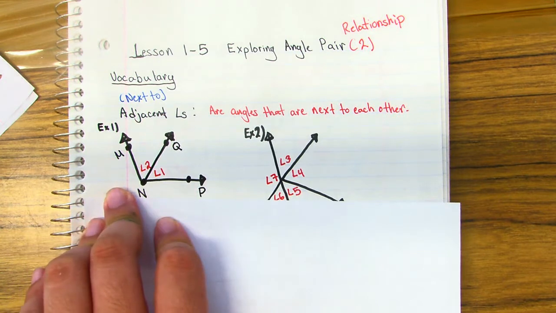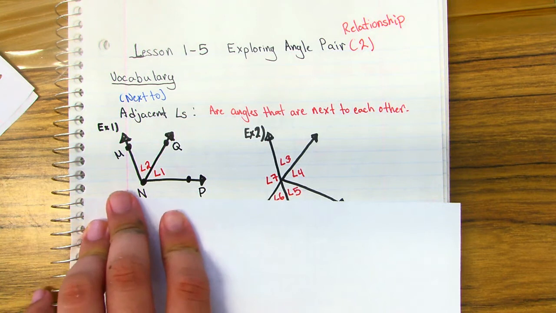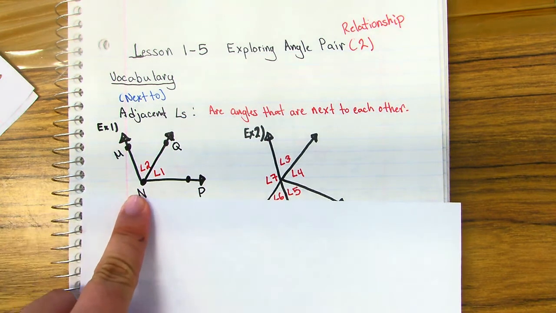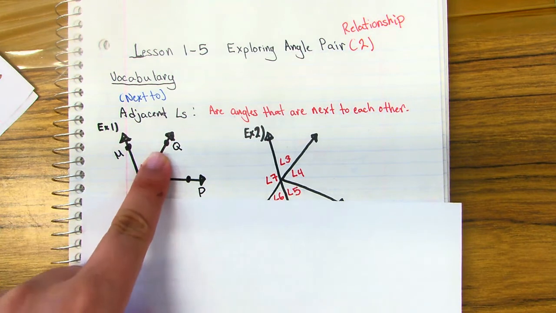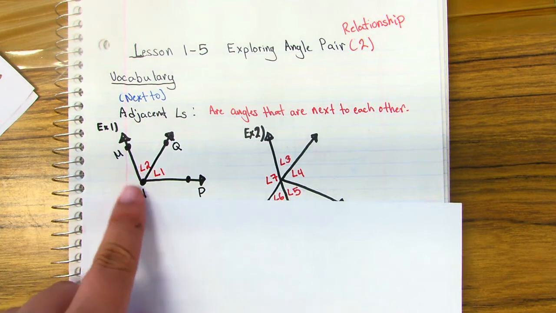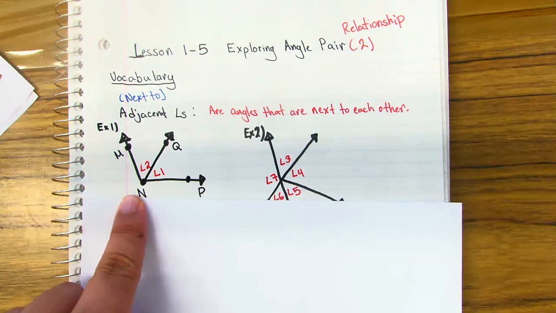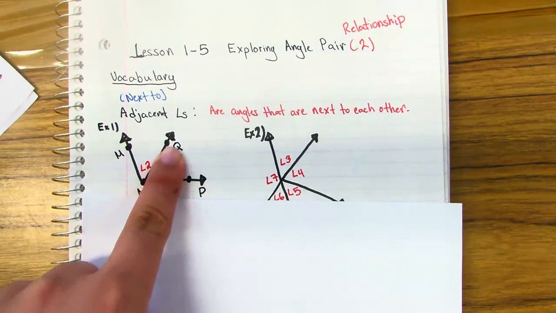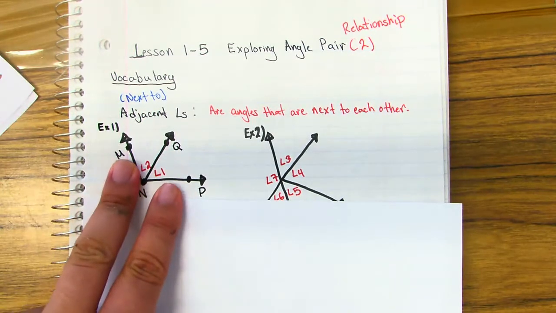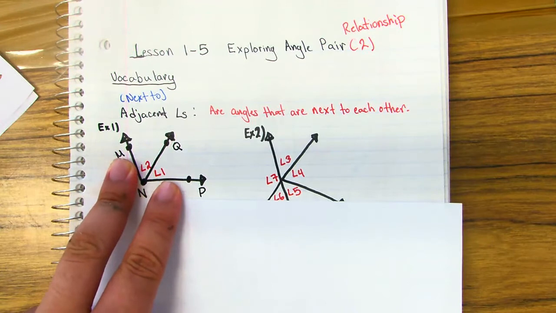Why are they adjacent to each other? Because it's kind of like you're shoulder to shoulder, right? They are sharing the same ray of NQ. Angle 1 on the right and angle 2 on the left are sharing the ray NQ. So you know that they're actually close to each other, right? And that's pretty much it.